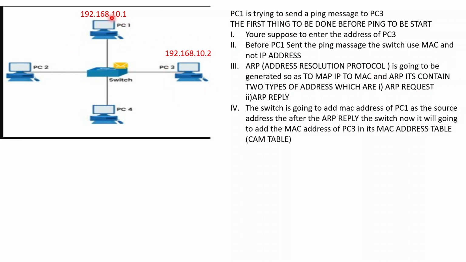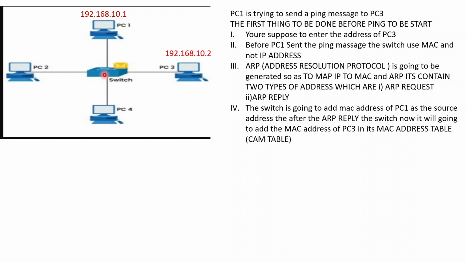it is going to create or generate the ARP message. Do you remember the types of messages generated in ARP? We said there is ARP request and ARP reply. Now, this PC is going to send the ARP request. It is going to request the MAC address of PC number 3. The ARP request is going to be sent to the switch first.